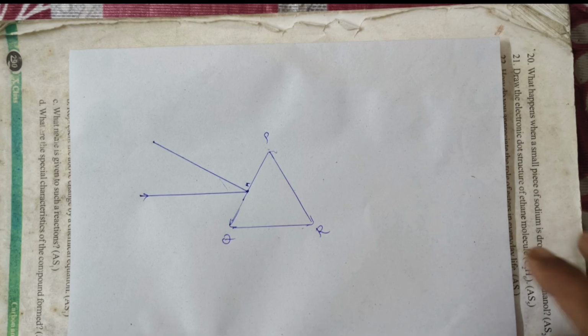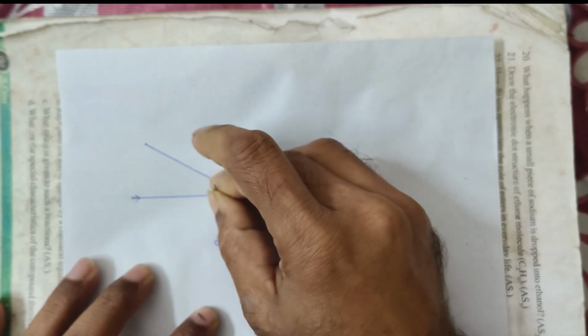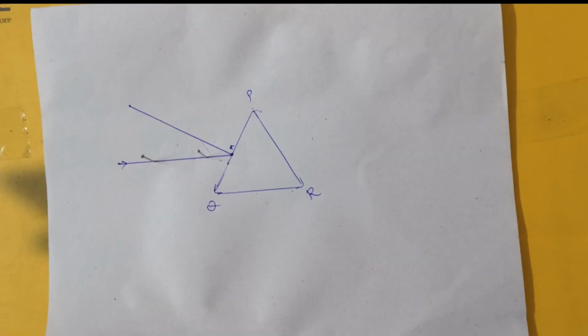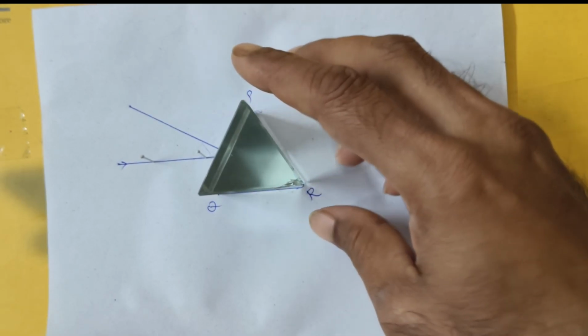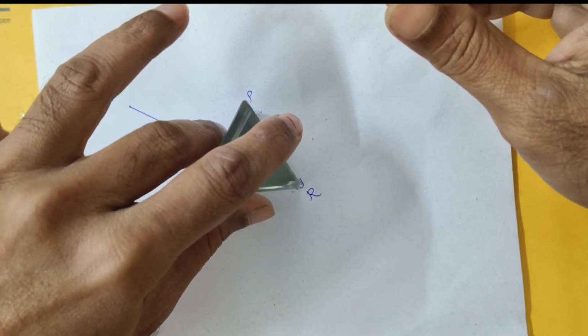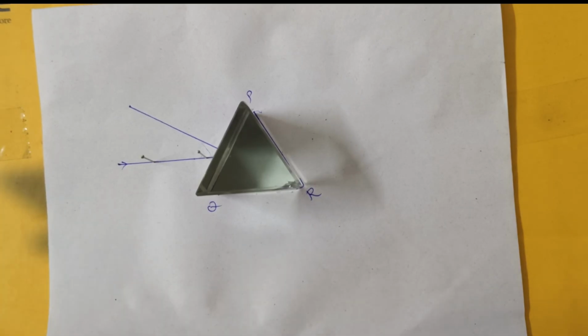Now keep two pins on the incident ray vertically, and they should be perpendicular to the plane of paper. Now keep the prism back in its position. We should take care that it should be inside the outline. Now, by looking from the other side, here the angle of incidence is taken as 30 degrees. I did not write that.